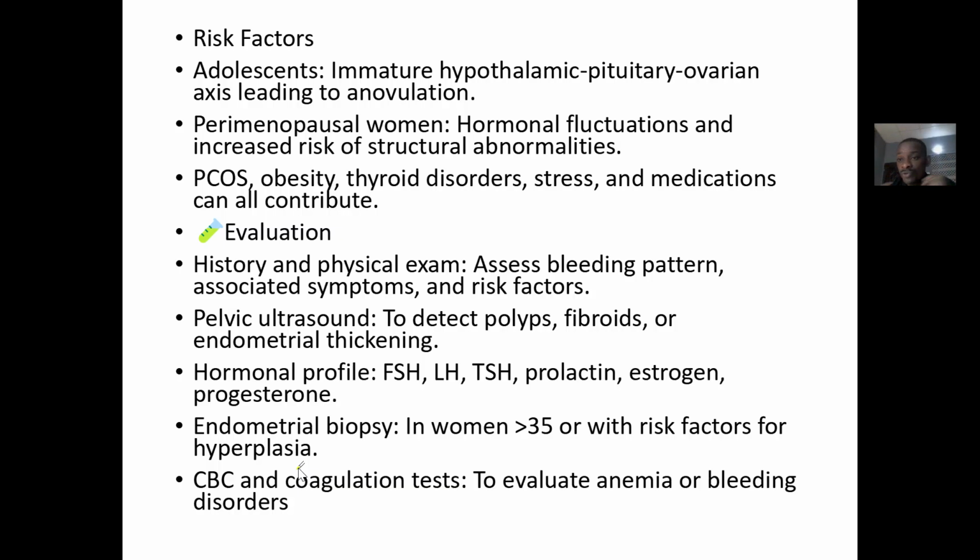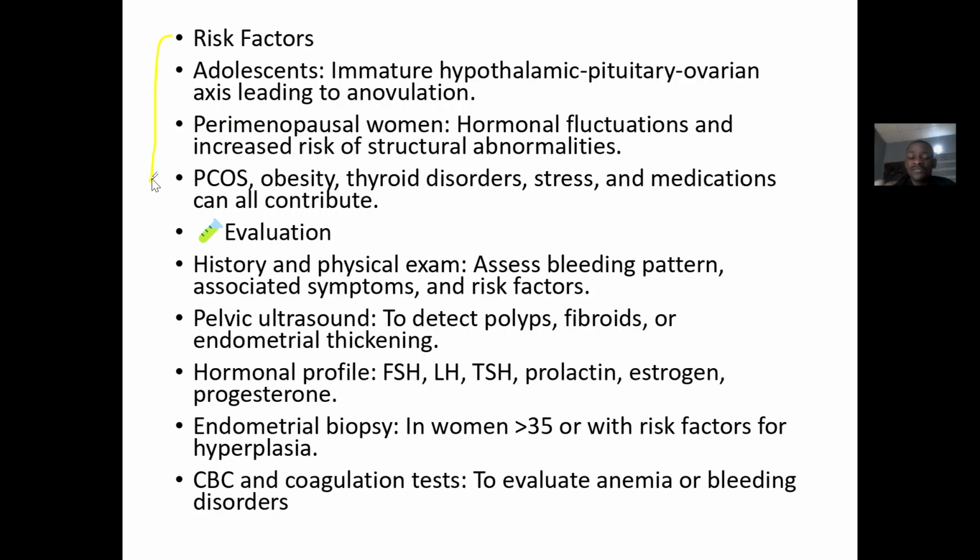Okay, risk factors. It could lead to no menstruation, it could lead to hormonal fluctuations. It can also lead to polycystic ovarian syndrome or thyroid disorders or stress, and all of that. Risk factors, I will try to talk about, possible things that could make you easily have it.